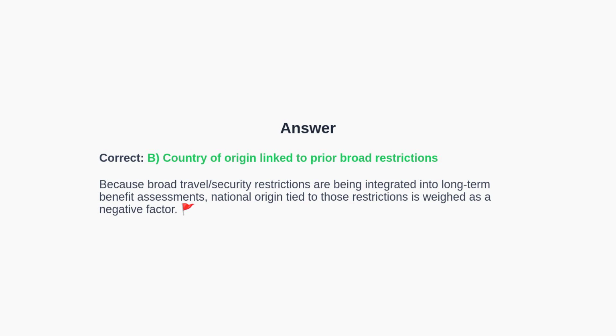The correct answer is B. The policy shift elevates a country's prior inclusion in broad restrictions into a significant negative factor within the adjudication process.